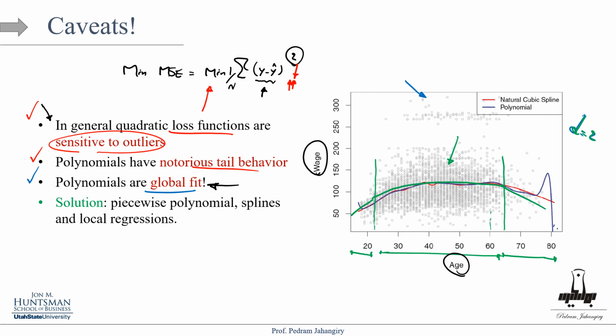Okay, so we're not going to talk about piecewise polynomials, splines, or local regressions in this course, because those are topics of statistical learning and econometrics. Here in this course, we will be focusing on machine learning methods. As I said in the very first part of this course, in machine learning in general, we are more interested in the predictability of the model rather than its interpretability. So for that reason, we're going to avoid this kind of conversation in this course.